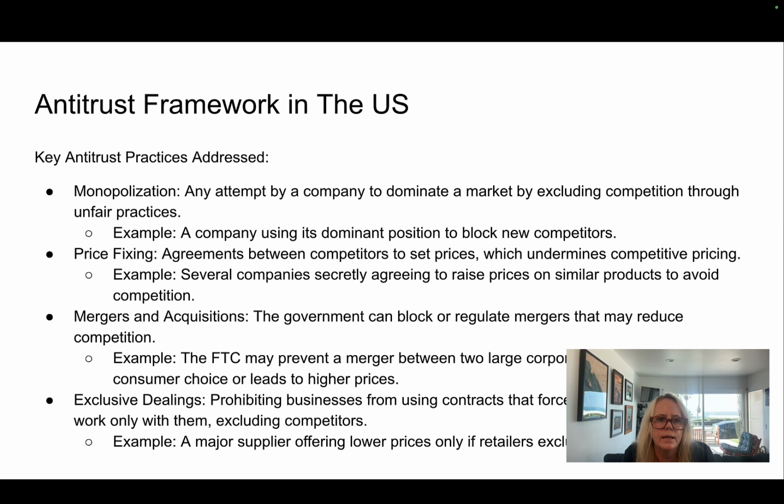Within the United States, some key antitrust practices, and I'm going to talk about monopolization in detail a little bit later in the lecture, are monopolization, price fixing, mergers and acquisitions, and exclusive dealings, prohibiting businesses from using contracts to force customers or suppliers to work only with them to the exclusion of other competitors. I'm going to talk about these in more detail as we move through the next few slides.